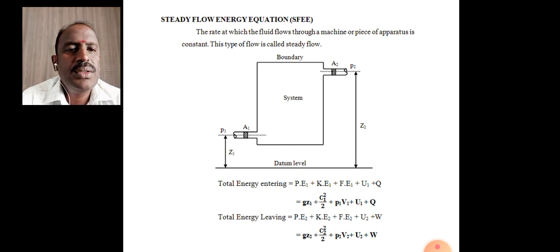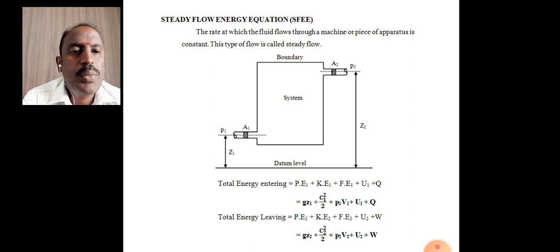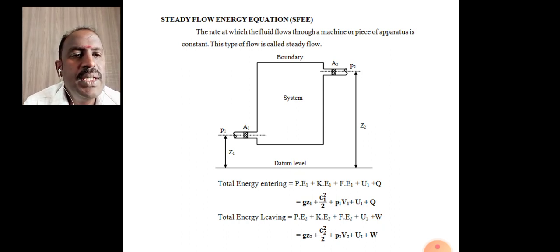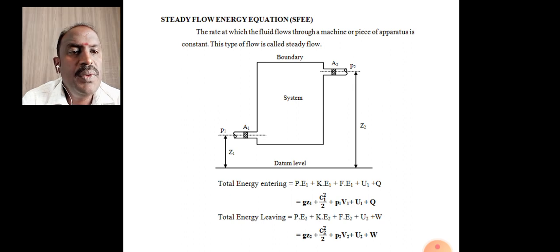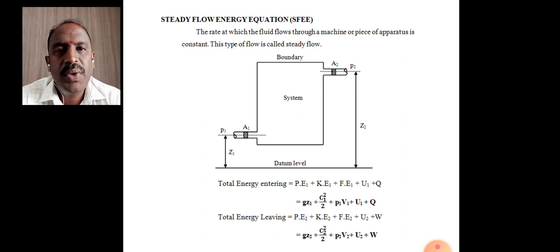As we know, the total energy entering the system is potential energy plus kinetic energy plus flow energy plus internal energy plus heat. The potential energy is mgh, but here we consider h as the datum, that is z, and since the mass is constant throughout the system, we take the potential energy as g Z1. The kinetic energy is half m v square, so here it is C1 square by 2. The flow energy is pressure times specific volume, so P1 V1, plus U1 is internal energy plus Q is heat transfer.